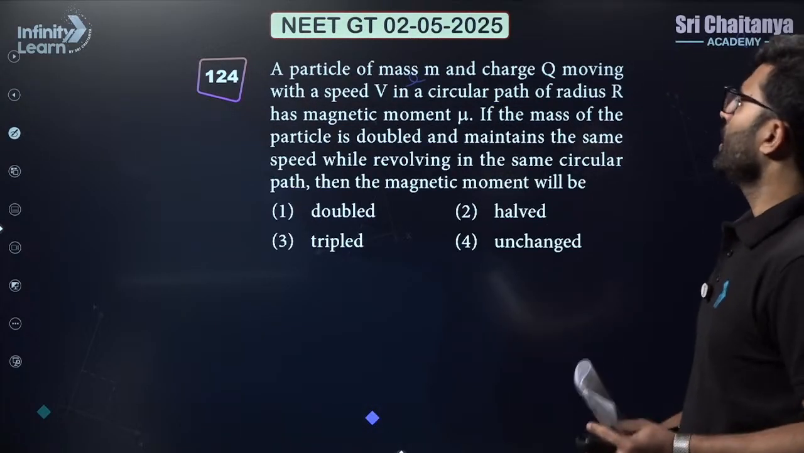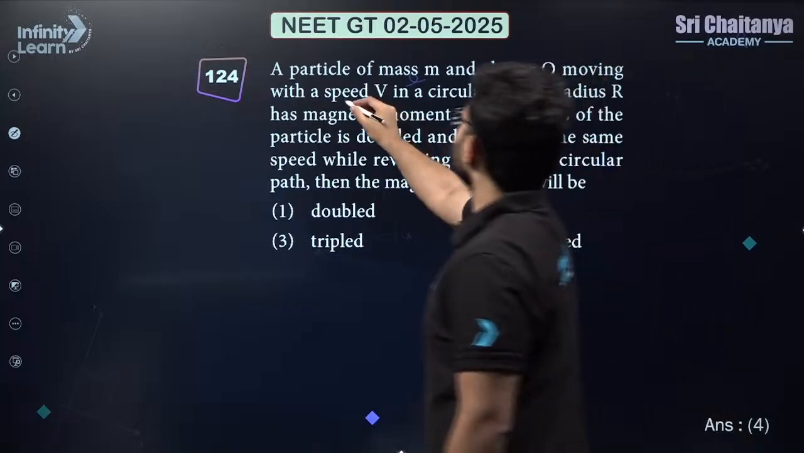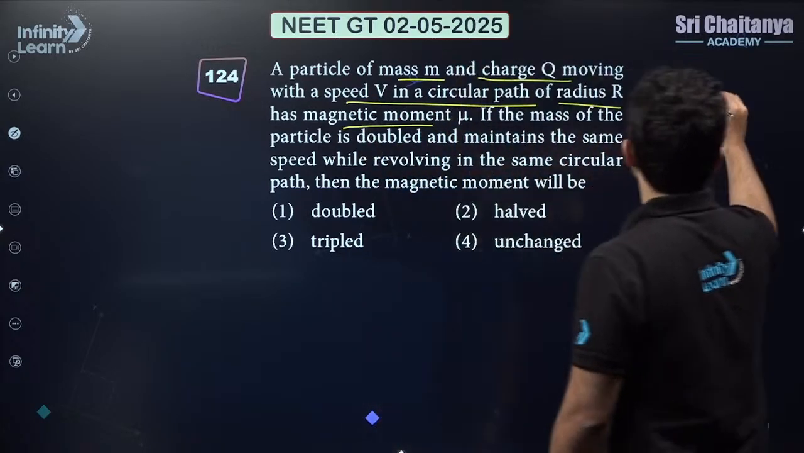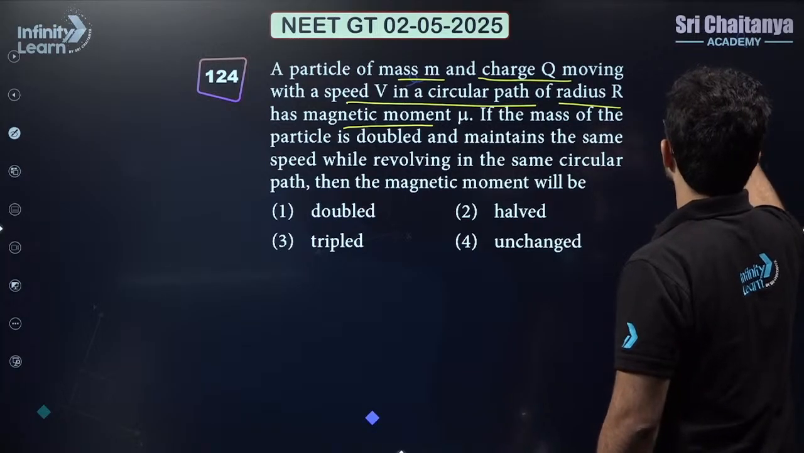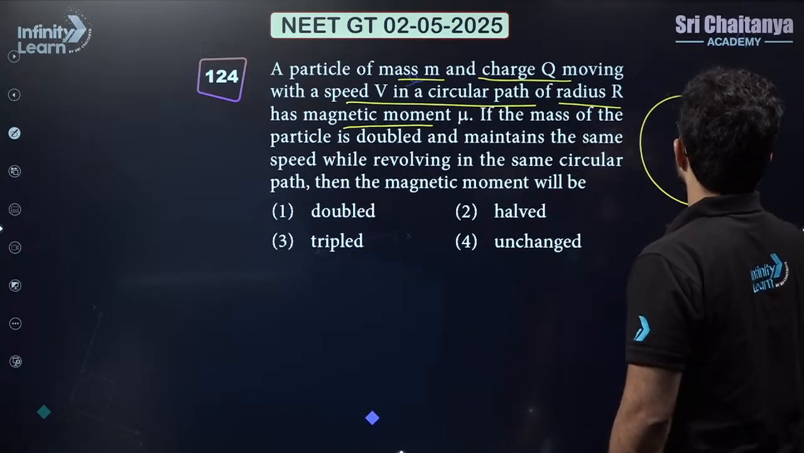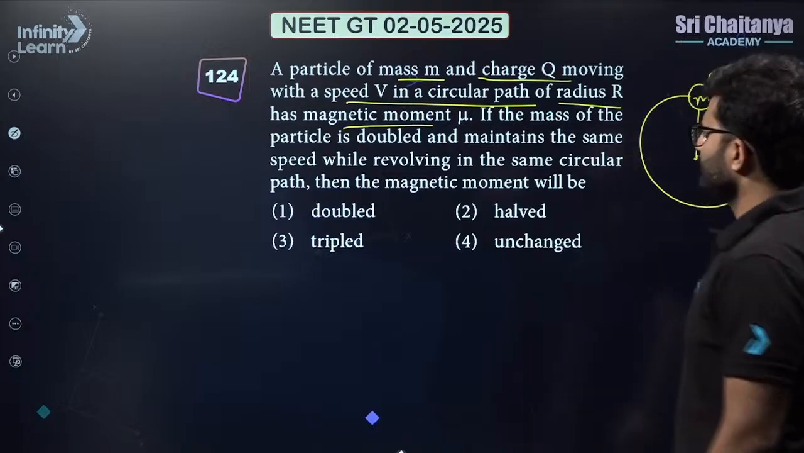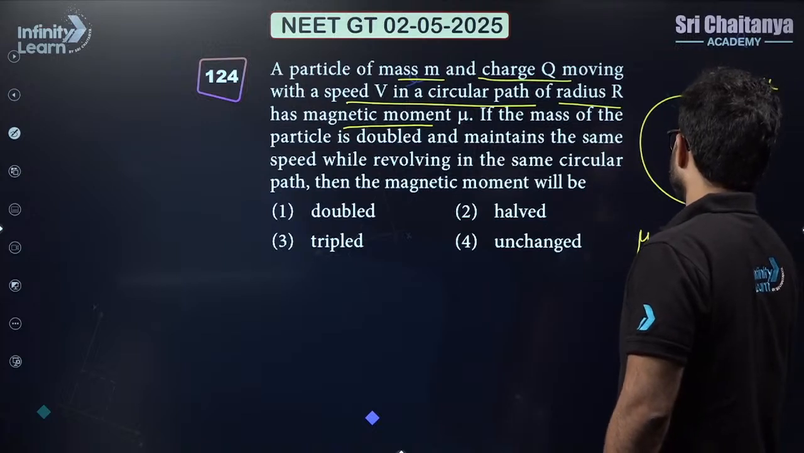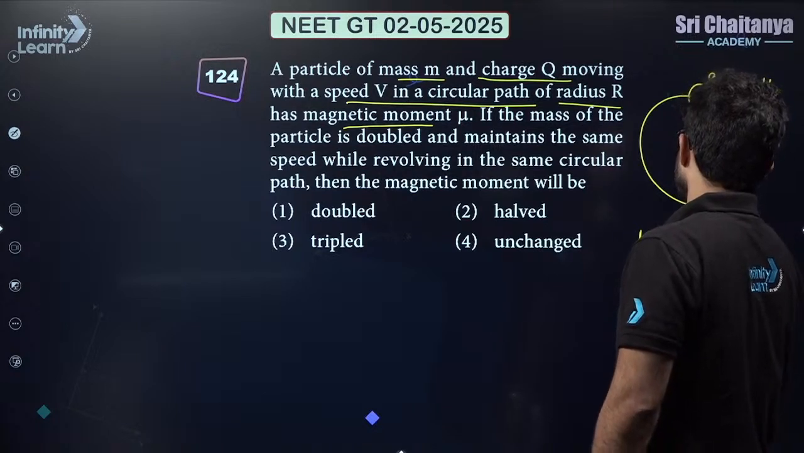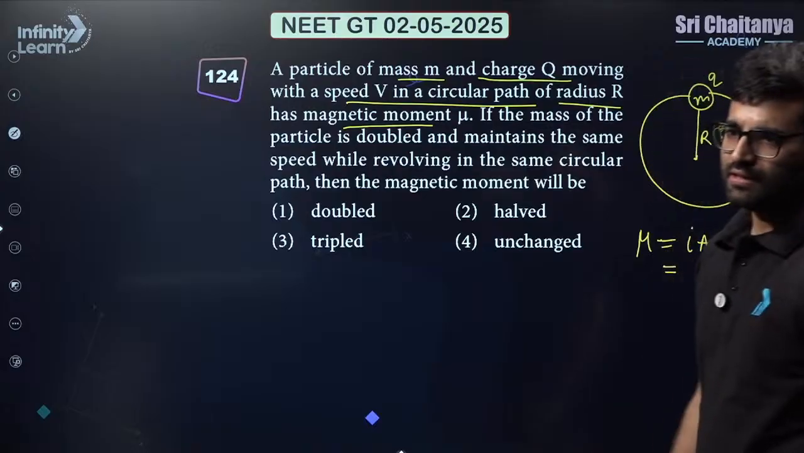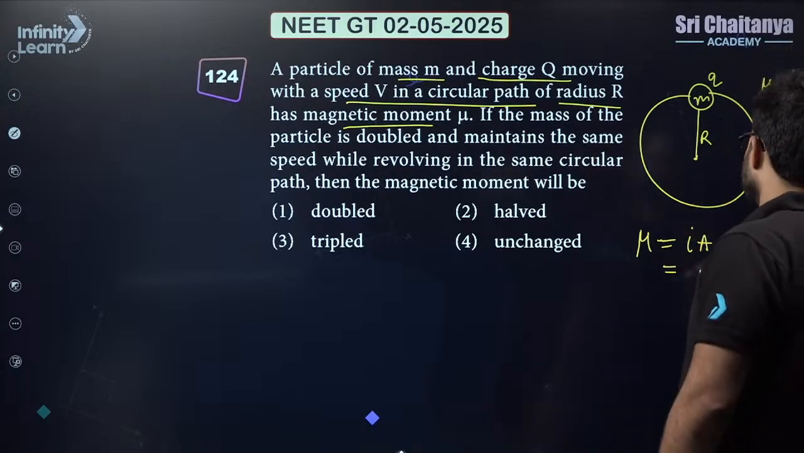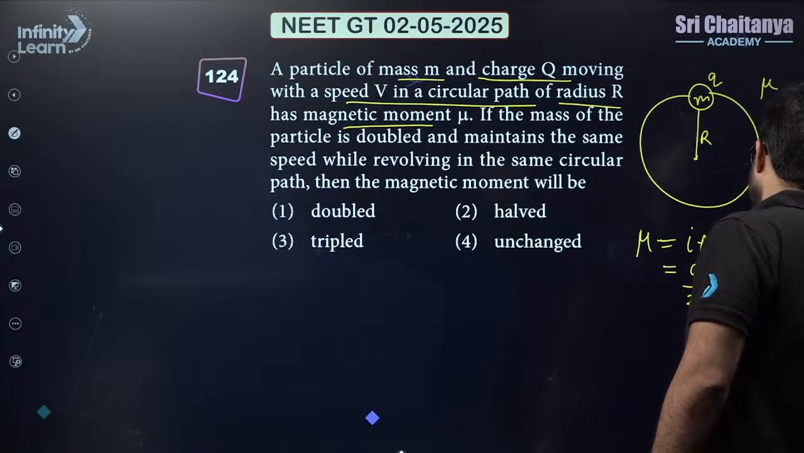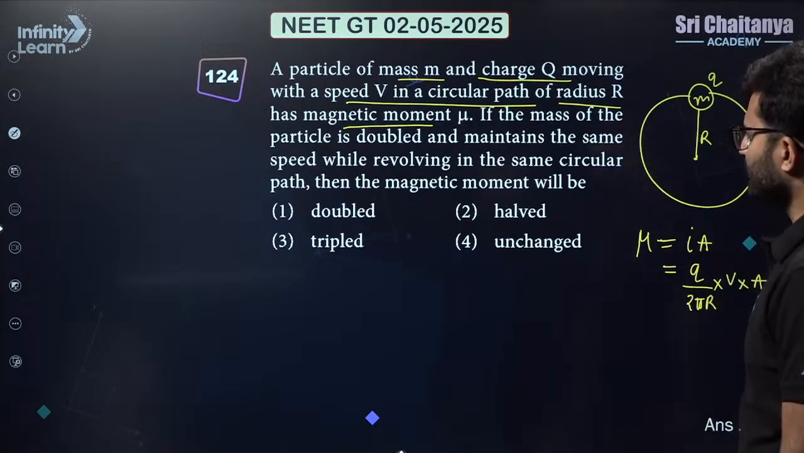Next. A particle of mass m and charge q moving along with speed v in a circular path of radius r has a magnetic moment mu. So basically we have a charge, let's say its mass is m, moving in a circle of radius r. The magnetic moment is mu. How do I calculate the magnetic moment? Magnetic moment is nothing but I into A, right? And how can I calculate the current? Current is nothing but charge per unit time. So charge is Q, time is 2 pi r divided by velocity v, multiplied by A, right?